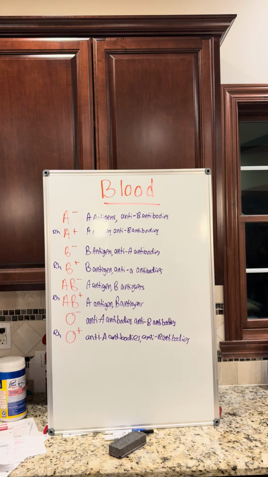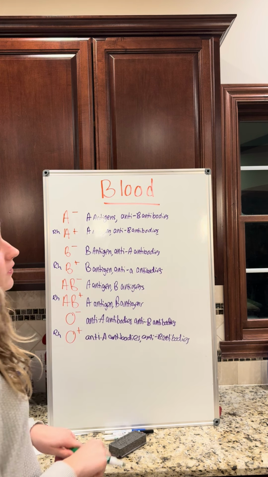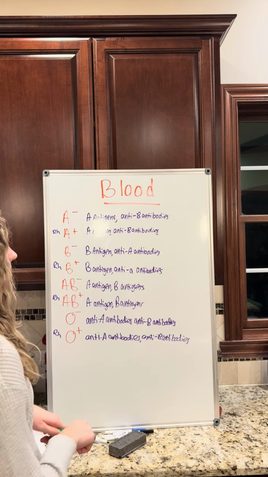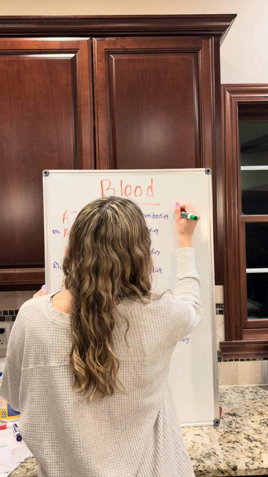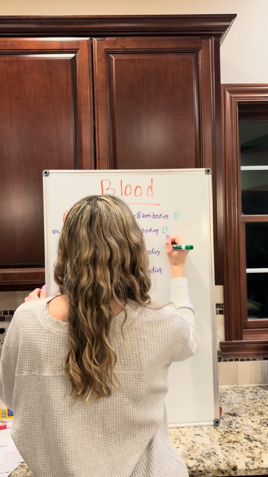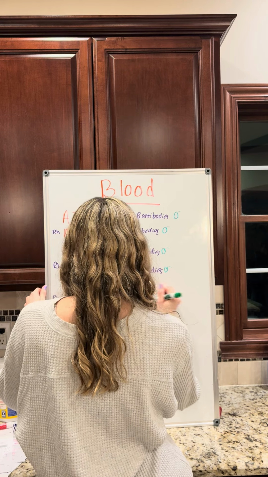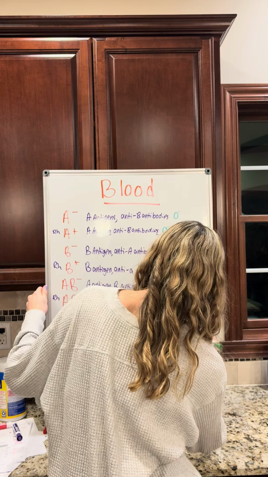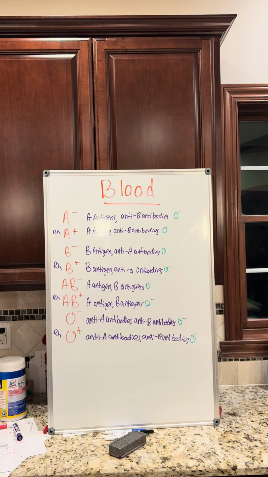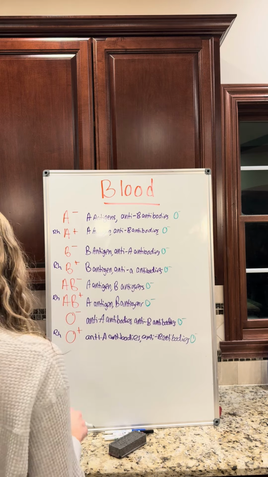Alright, so now that we've gone over the antibodies and antigens that they have, I'm going to be doing in a different color now the type of blood that they can receive from. So the universal donor of blood is O negative, so I'm going to go ahead and put that for all of these because they all can receive O negative. This is typically what hospitals have on standby because if they don't know someone's blood type, they know that they can give them O negative and just be fine.